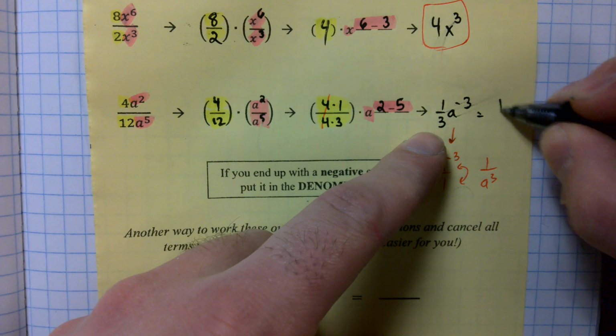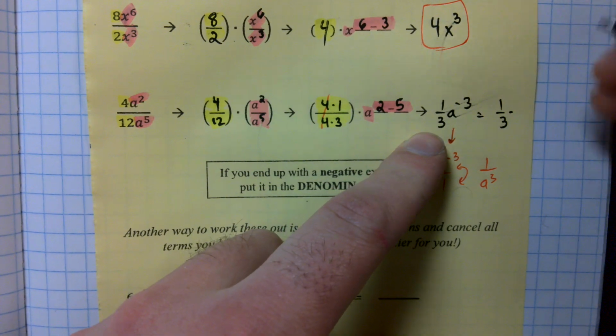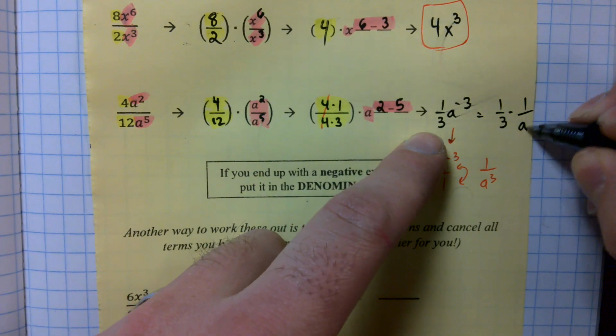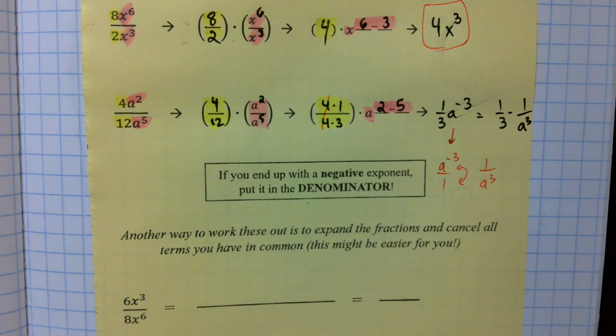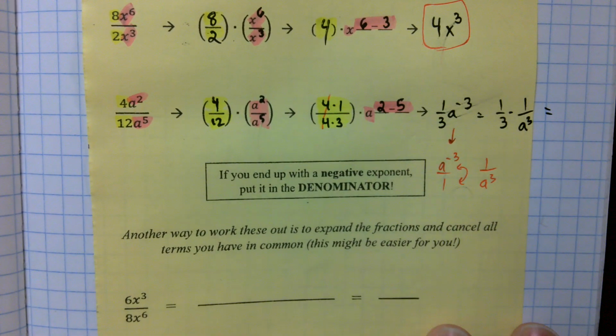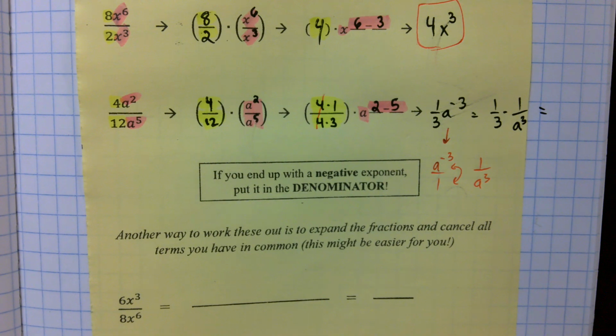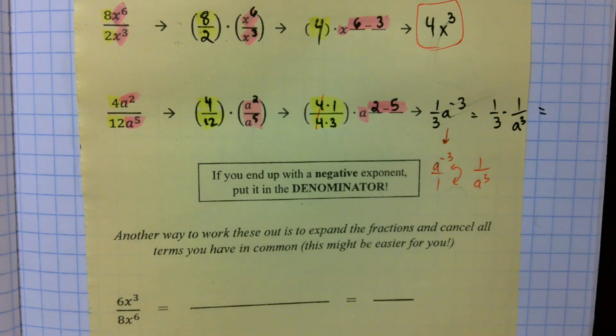So now I still have that 1/3 in the front times 1 over a to the third. I know this is a little bit confusing, right? It's kind of a lot going on. But now I want to bring these two fractions back together. I want my answer to be one single fraction.